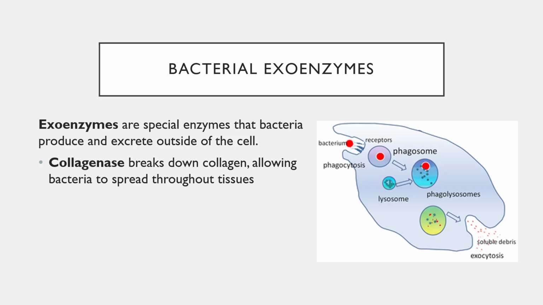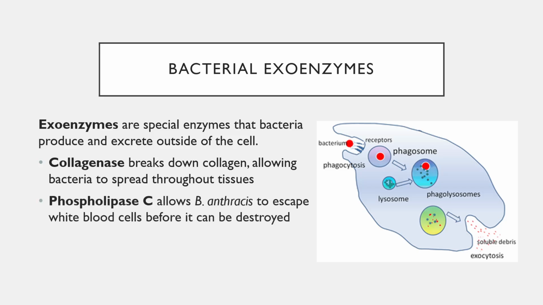Another example is the enzyme phospholipase C. This enzyme is produced by Bacillus anthracis, which is the cause of the disease anthrax. And this enzyme allows the Bacillus anthracis cells to escape white blood cells, which have engulfed them before they can be effectively destroyed, which is what is shown in this drawing right here, a bacterium being engulfed, but the phospholipase is able to allow that bacterium to escape before it can be destroyed by the immune system cells.